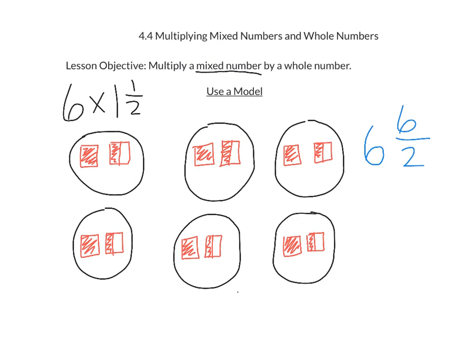But if we take a look at 6/2, that is equal to 3, because remember, our fraction bar is like a division symbol, and so 6 divided by 2 is equal to 3. So really, we have 6 wholes plus 3 wholes. Therefore, our answer to 6 times 1 1/2 would be equal to 9.